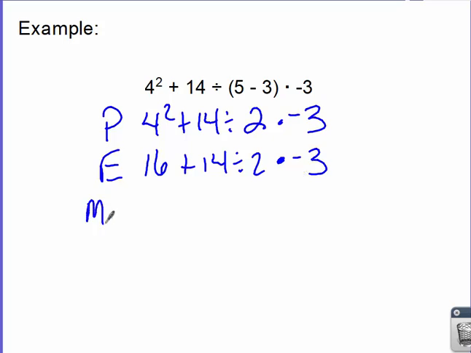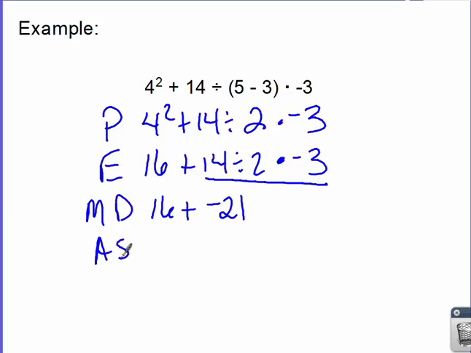Now the MD says that we look at multiply and divide in one pass, and we do whichever one comes first. So I'm looking at this part right here. 16 plus, now we do 14 divided by 2, which gives us 7, and we immediately multiply it by negative 3, which gives us negative 21. Now the last line is add, subtract. So 16 plus negative 21 gives us negative 5.